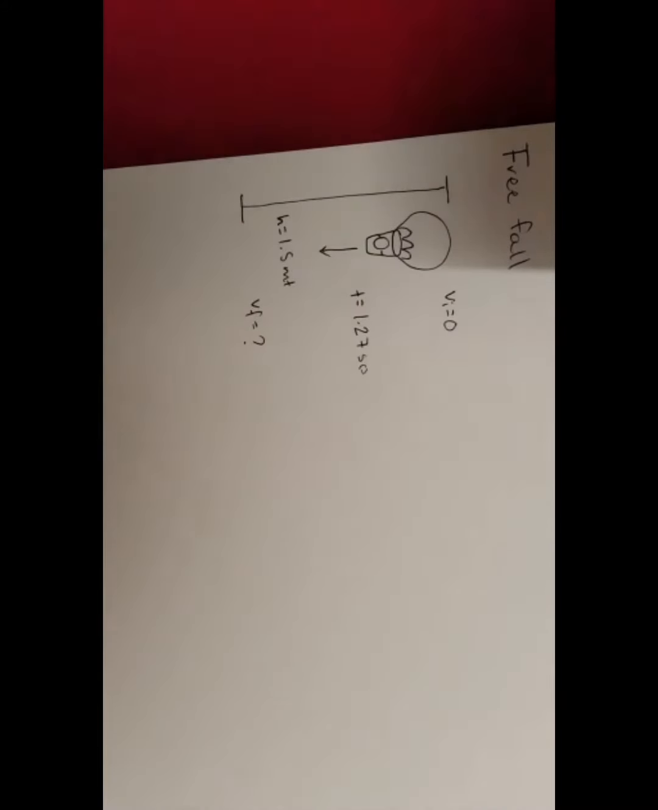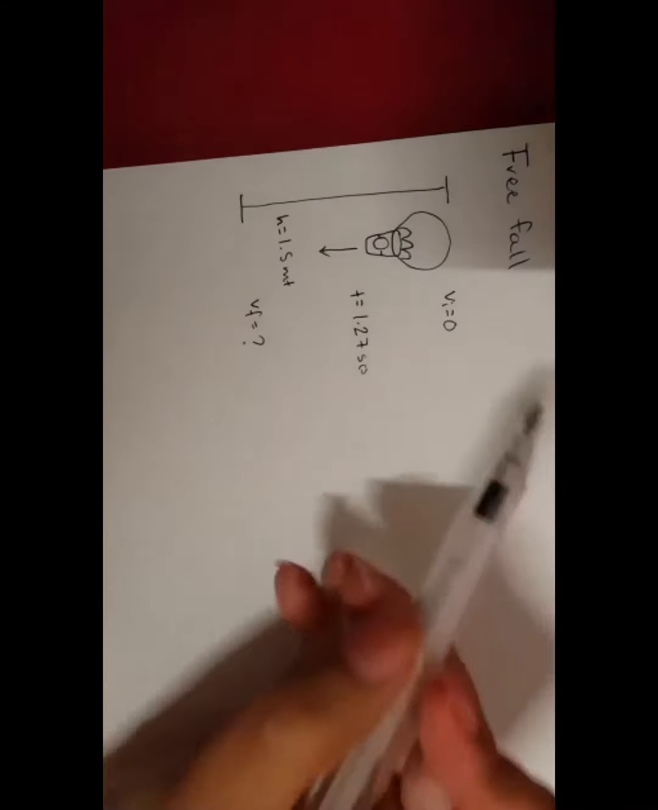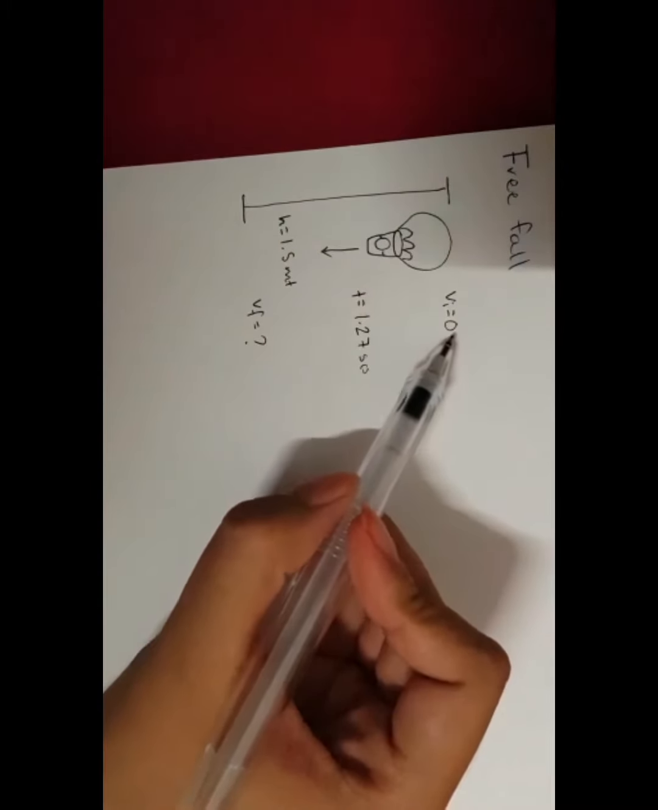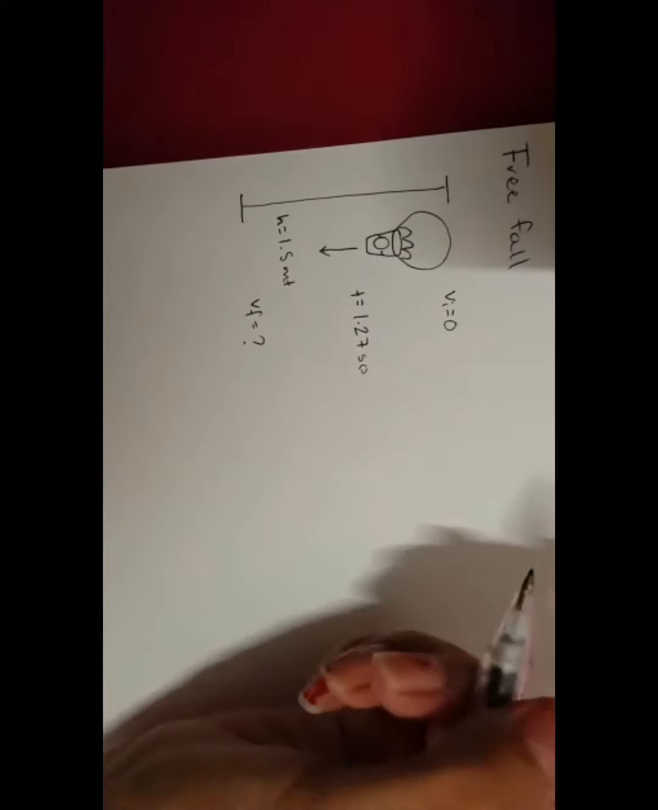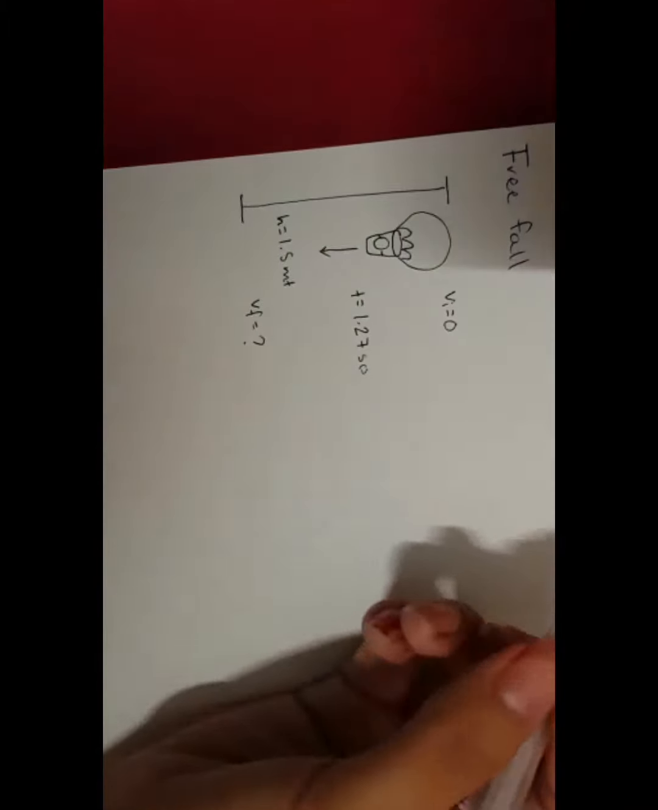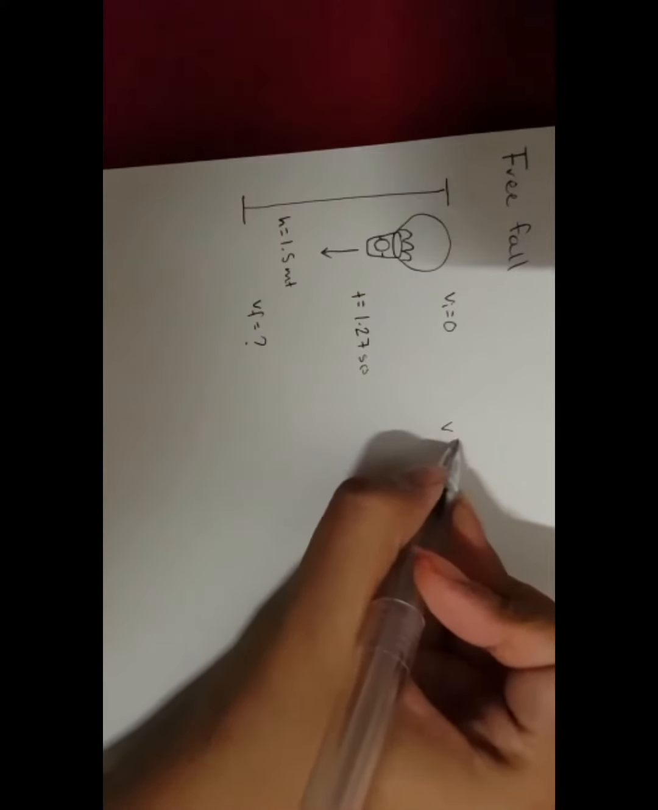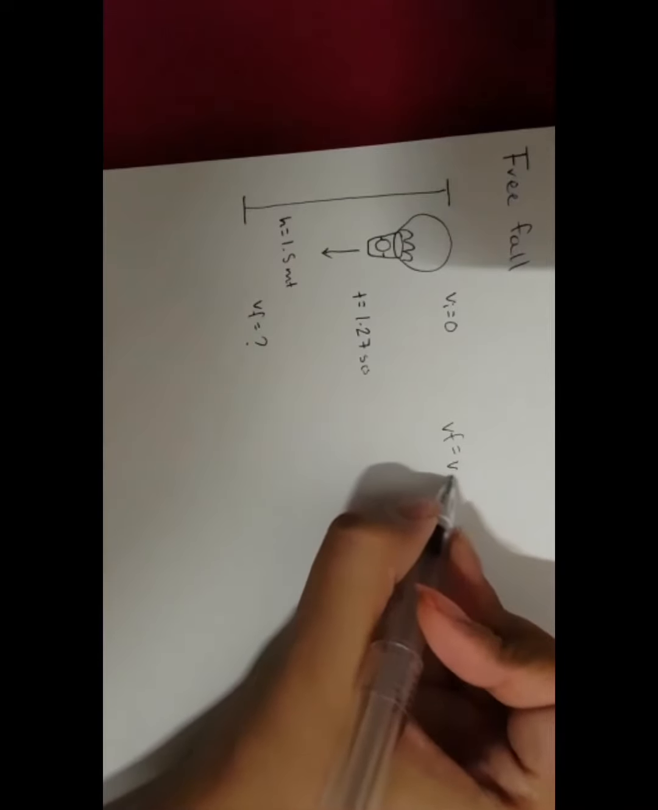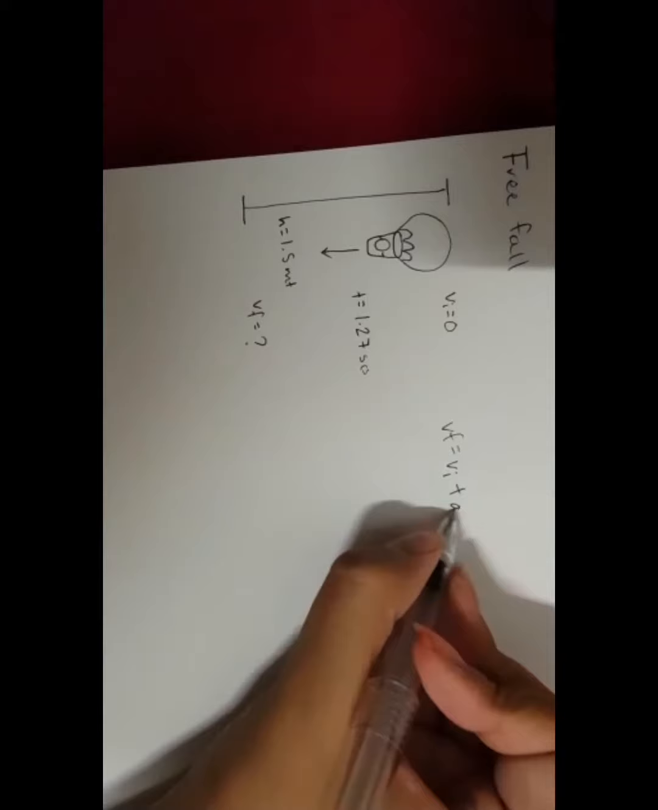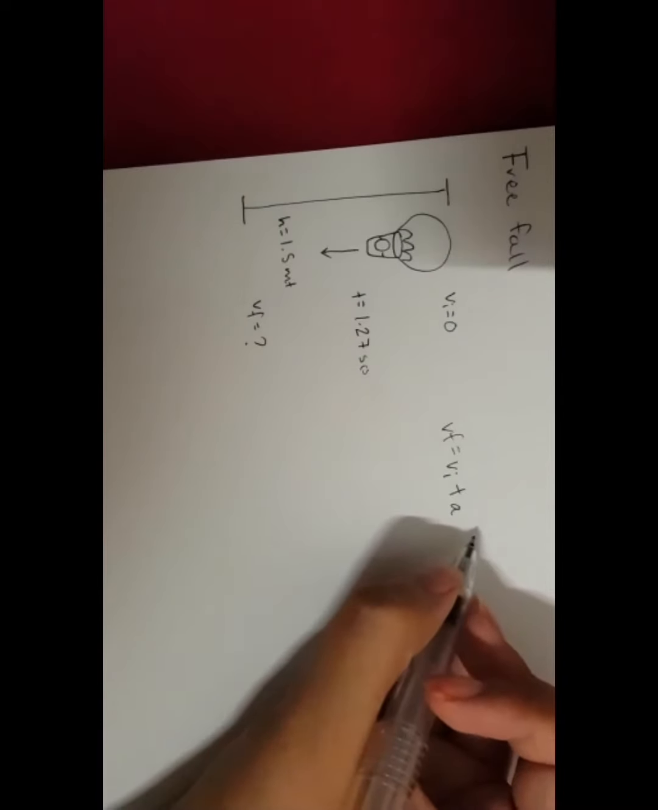A girl threw an egg in a parachute that had a height of 1.5 meters and a time of 1.727 seconds. We have the initial velocity, which is 0, and we have to find the final velocity. The formula for the final velocity is: final velocity equals initial velocity plus acceleration times time.